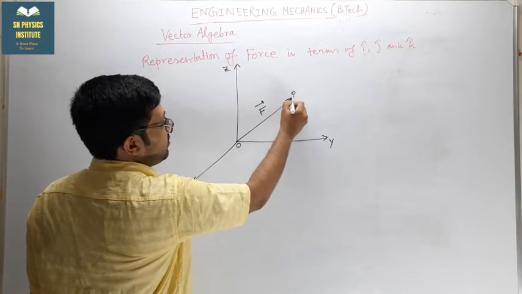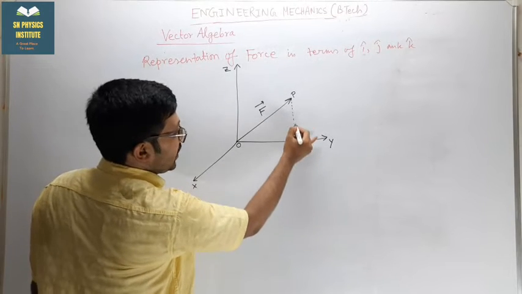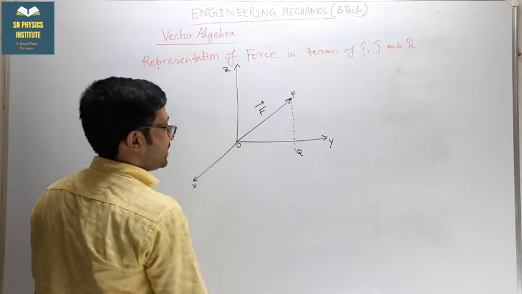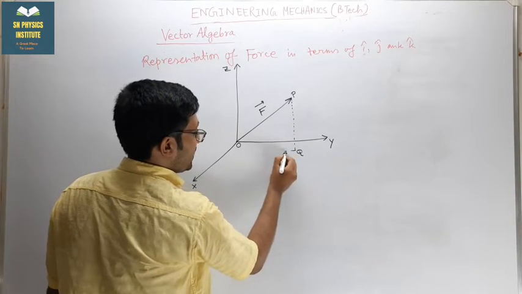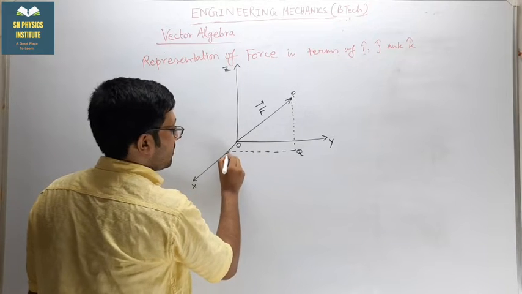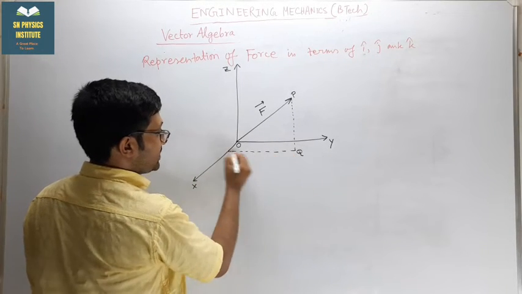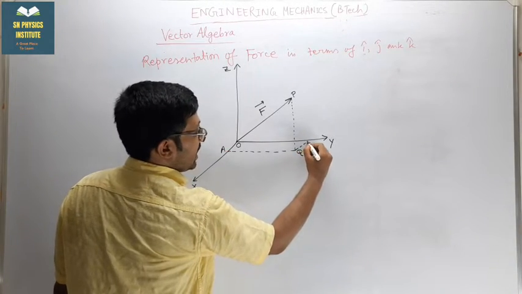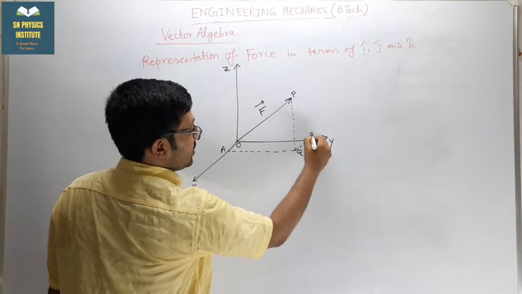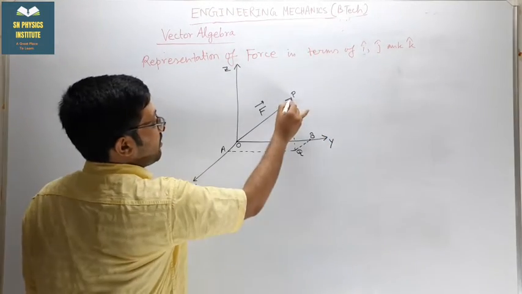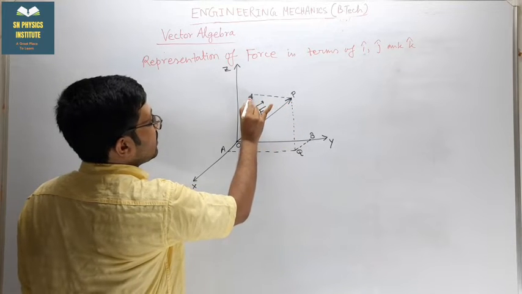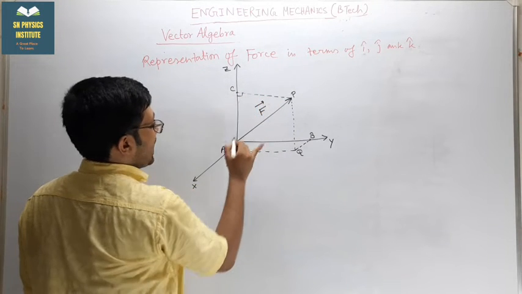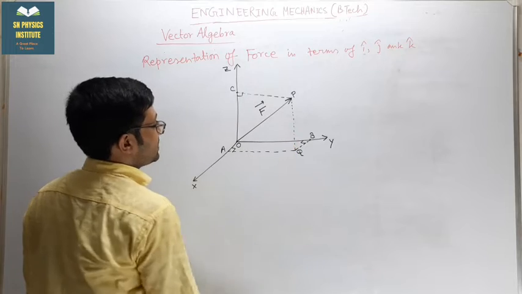From this, try to understand here: I am drawing a perpendicular to the xy plane, and this perpendicular intersects the xy plane at point Q. From point Q, if I draw a normal to the x-axis, this is point A, and from Q if I draw a normal to the y-axis, this is point B. Same way, from point P if I draw a normal to the z-axis, this is point C. All these angles are 90 degrees.